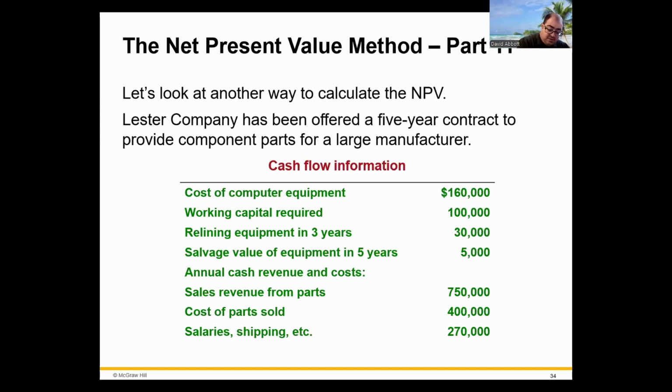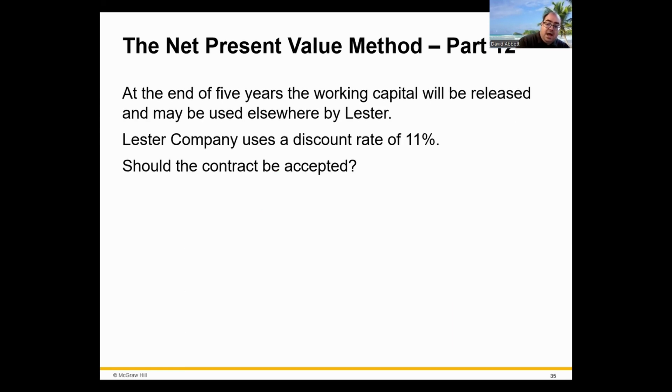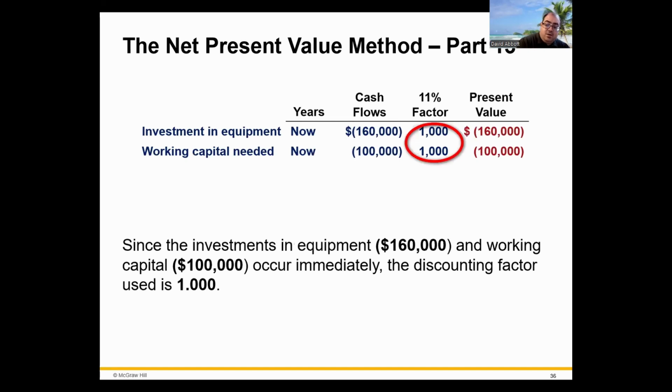All right. So the net present value method, an example using a discount factor shown in Exhibit 13B1. Again, looking at Lester Corporation. Again, also assume, as of all of this information here, that at the end of the 5 years the working capital would be released and would be able to be used elsewhere. And their discount rate was 11%. And should they accept the contract? So again, looking at this, since the investment in equipment, 160,000, and the working capital of 100,000 occur immediately, the discount factor would be 1.00.